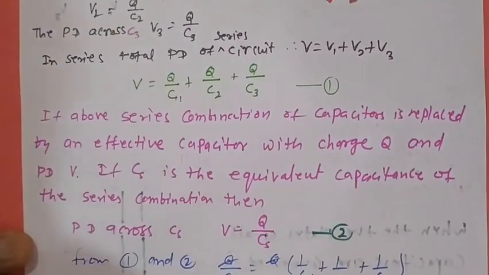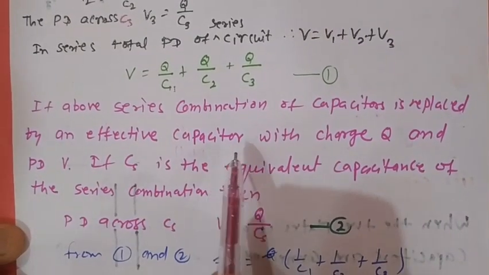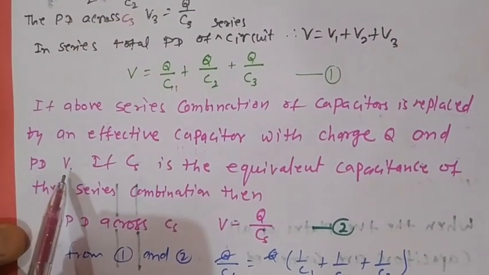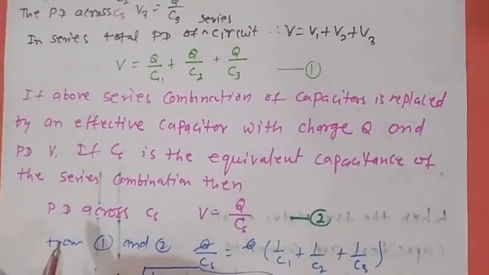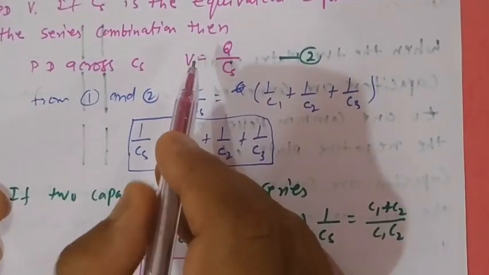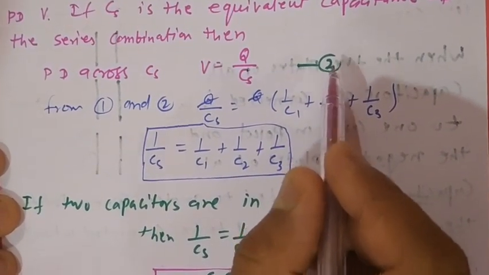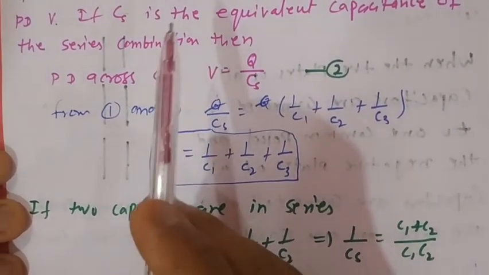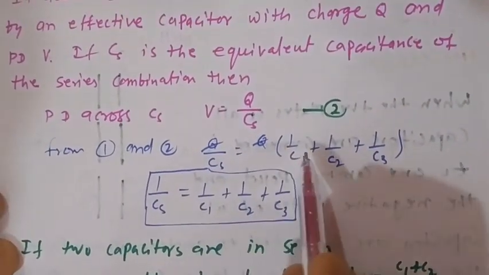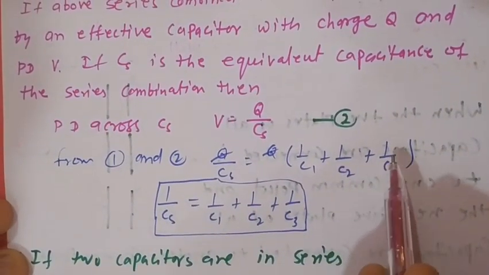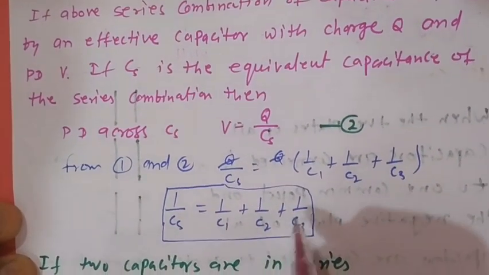Equation number 1. Suppose the above series combination of capacitors is replaced by an effective capacitor with the charge Q and potential difference V. If CS is the equivalent capacitance of the series combination, then the potential difference across CS is V equals Q upon CS. This is equation number 2. From equations 1 and 2, we equalize the right hand sides. So we get Q upon CS equals Q times 1 upon C1 plus 1 upon C2 plus 1 upon C3. Q cancels. 1 upon CS equals 1 upon C1 plus 1 upon C2 plus 1 upon C3.